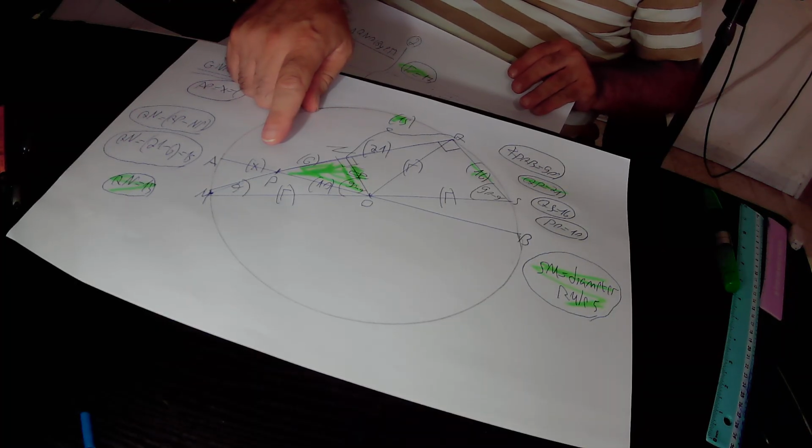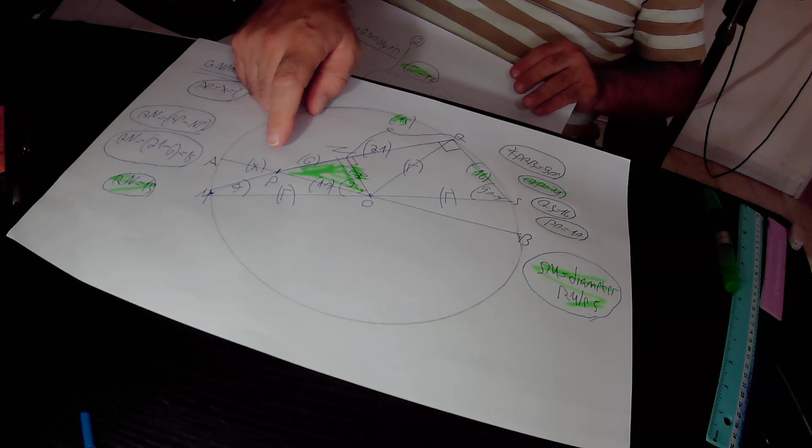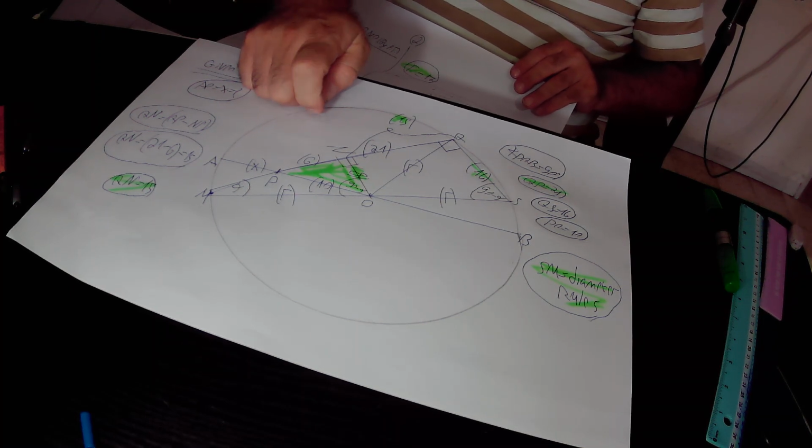So the answer to this question is that the length of the short line segment AP, that is equal to X, is equal to 7 units. Okay, thank you very much.